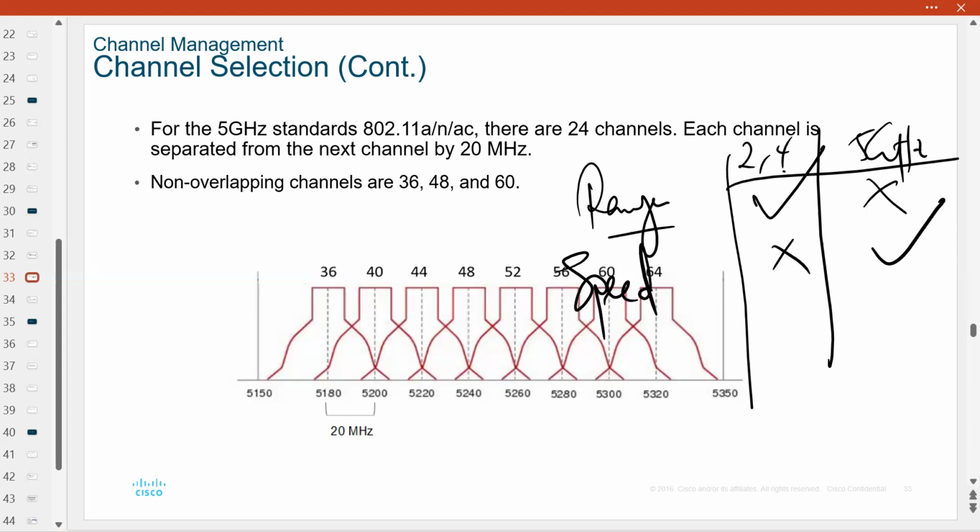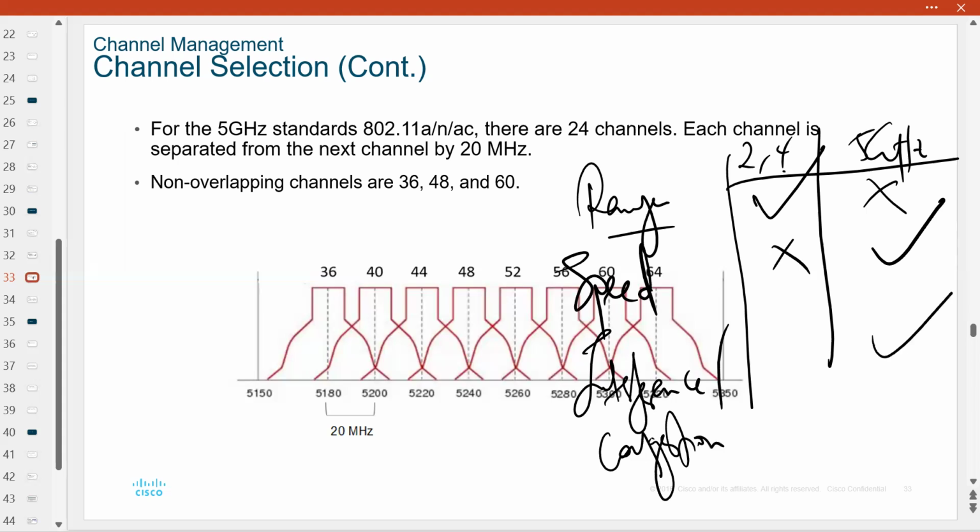If you need more range, you use the 2.4 instead of the 5 gigahertz. Now, in terms of interference or congestion, the 5 gigahertz is the best to use because it is less congested. A lot of devices that we have in our homes use the 2.4 gigahertz. It means a lot of interference. With a lot of interference, we have a lot of congestion.